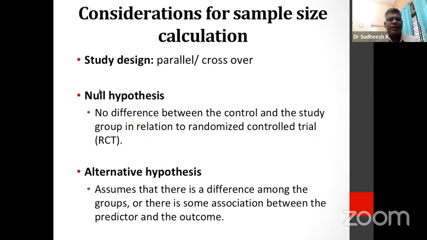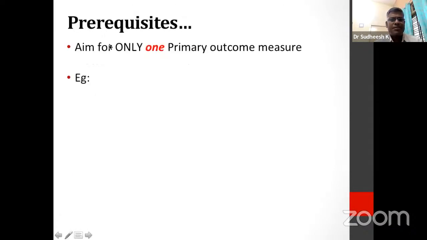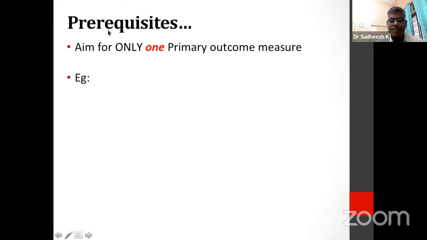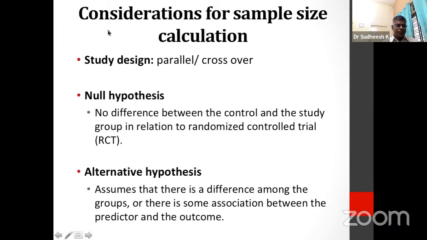Whenever we conduct a sample size estimation, there are certain things you need to understand. For example, whenever we cook, we don't straight away switch on the gas and start preparing the food, isn't it? Before that, we ensure that all the vegetables, all the pulses, everything are kept ready, taken and measured in correct quantities and kept aside. And then only you go ahead with the cooking process.